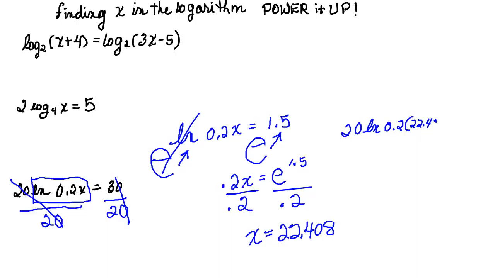22.408. My 0 disappeared. There we go. Does it equal 5? No. What do we have? 30. There we go. You try it. See if it works.